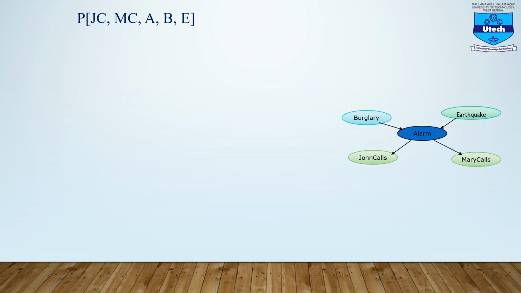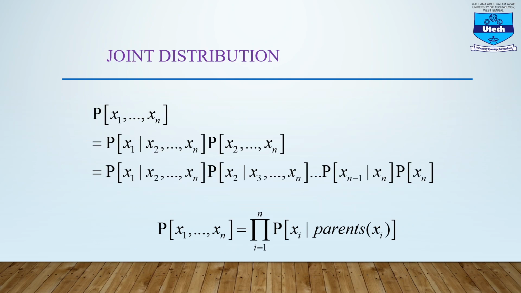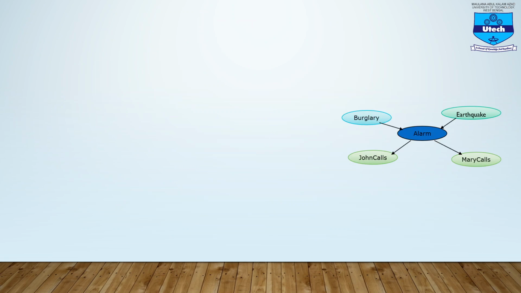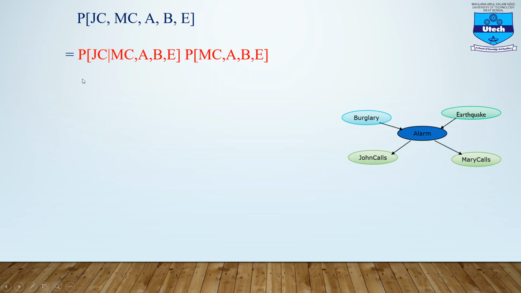Now let us calculate the joint probability of John calls, Mary calls, alarm, burglary and earthquake. The five events are supposedly happening at the same time, so we are going to calculate the joint probability. This will be based on the previous equation, the joint distribution equation. What can you write over here? Probability of John calls with prior occurrence of Mary calls, alarm, burglary and earthquake, times the probability of Mary calls, alarm, burglary and earthquake, the joint distribution.